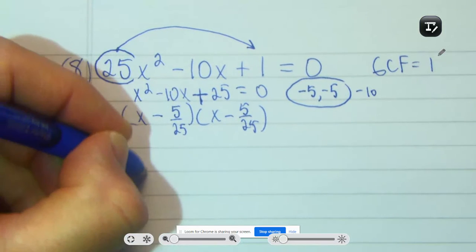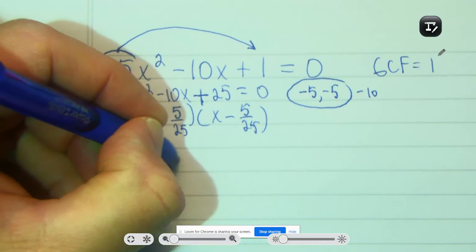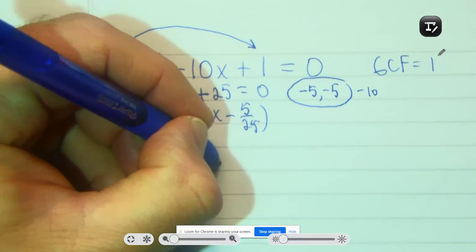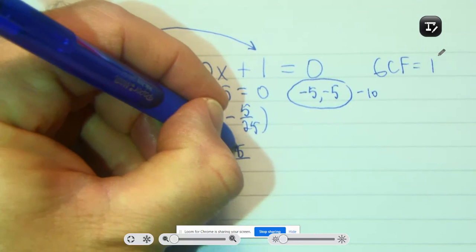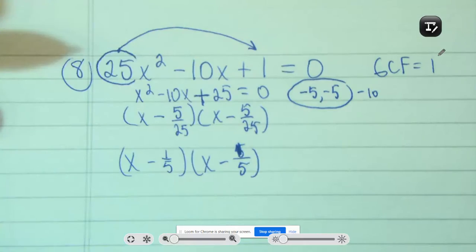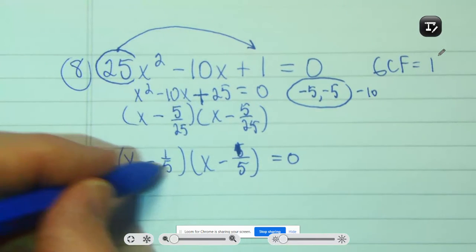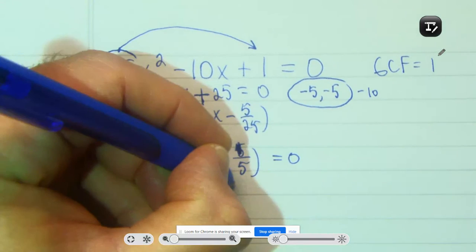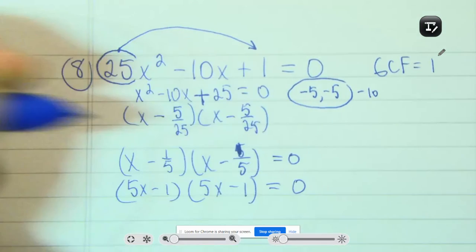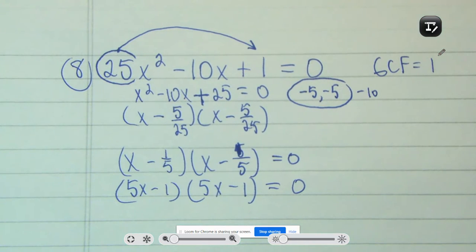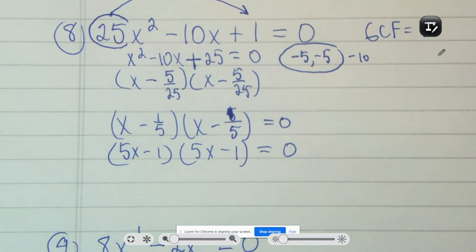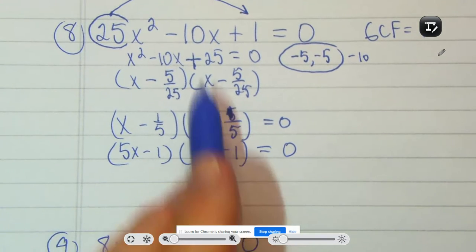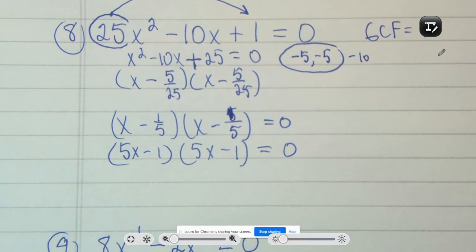And don't forget, I've got to reduce the fraction, so it's 1/5. 5 divided by 5, 25 divided by 5. And x minus 1/5. If I simplify that, I'll multiply by 5. I'll get 5x minus 1 times 5x minus 1. It would have been simpler if I'd recognized that as a perfect square of a binomial. And if I had, I would have known, well, the square root of 25 is 5, square root of 1 is 1. It'd be 5x minus 1 because that middle term is negative. But either way, I can factor it.